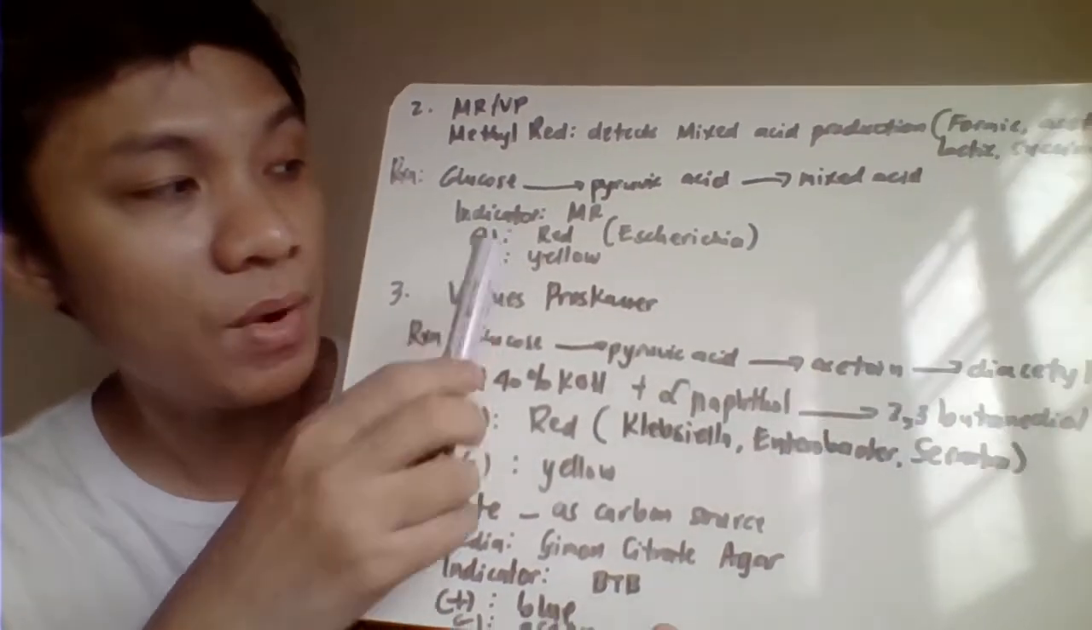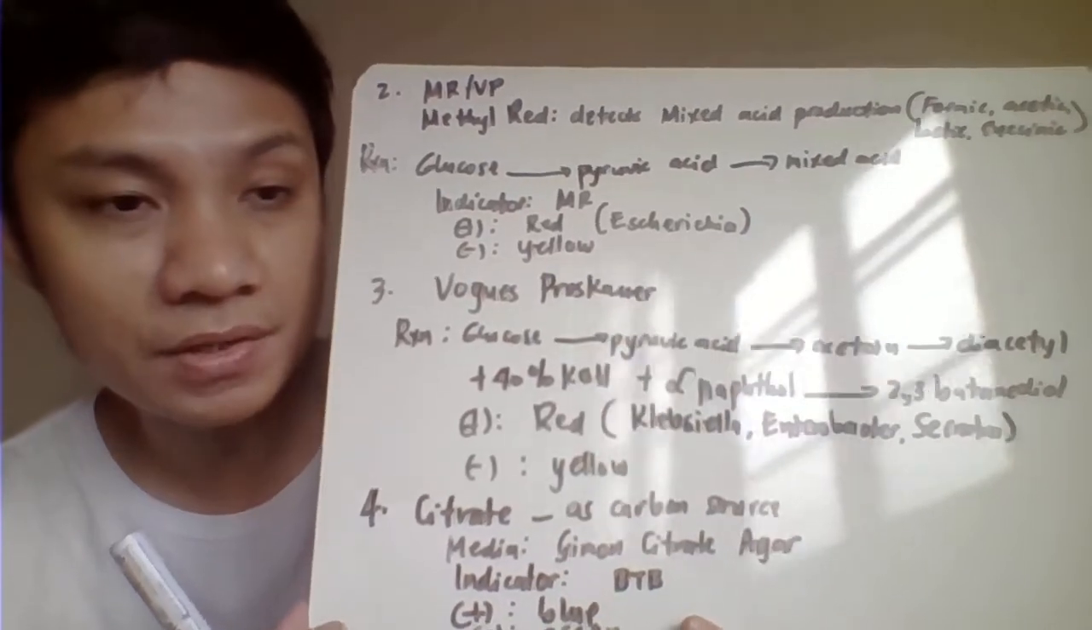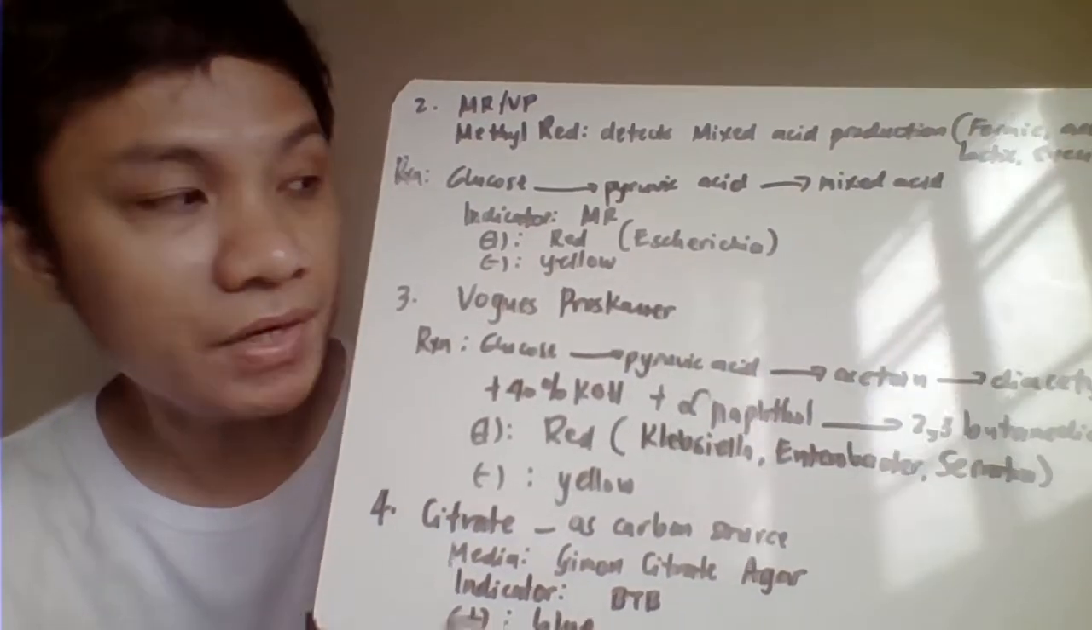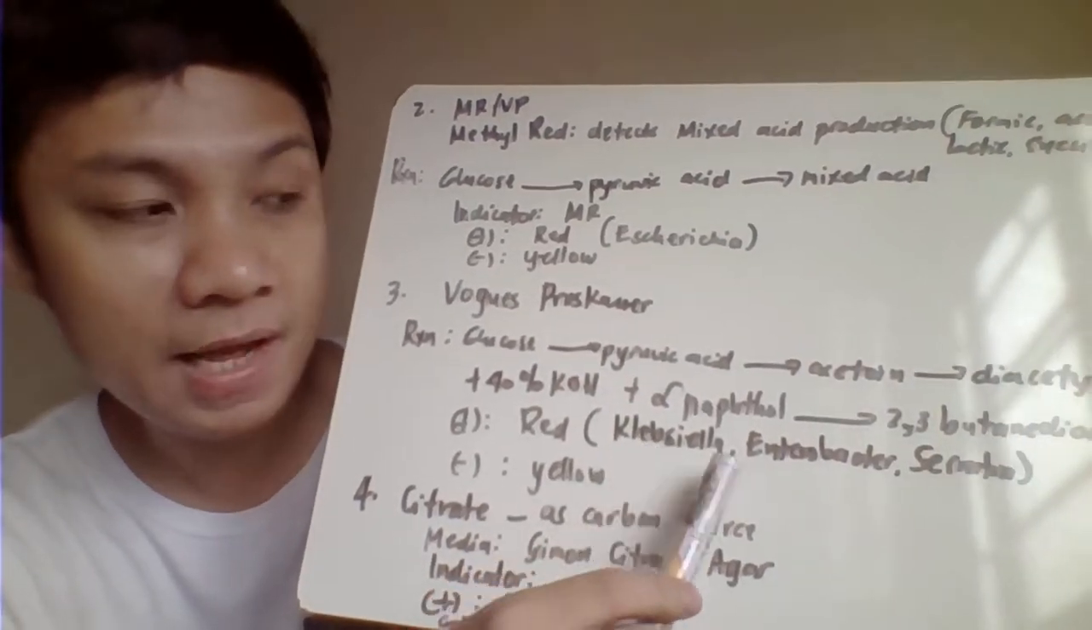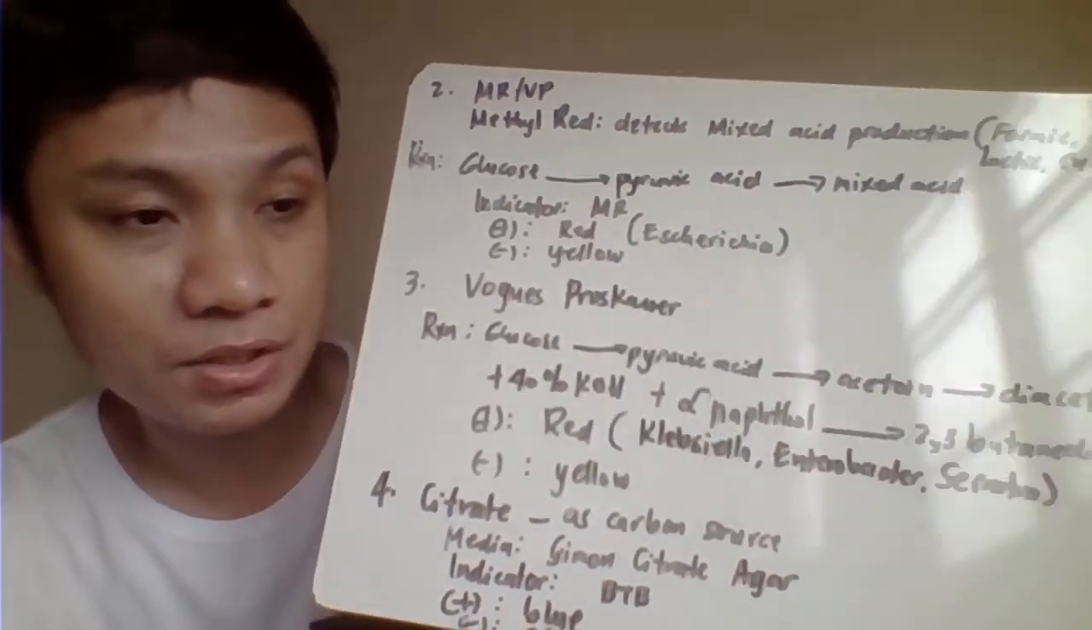The indicator for this one is methyl red. The positive result is red in color. For a positive result, we have Escherichia. For a negative result, Klebsiella, Enterobacter, and also Serratia.